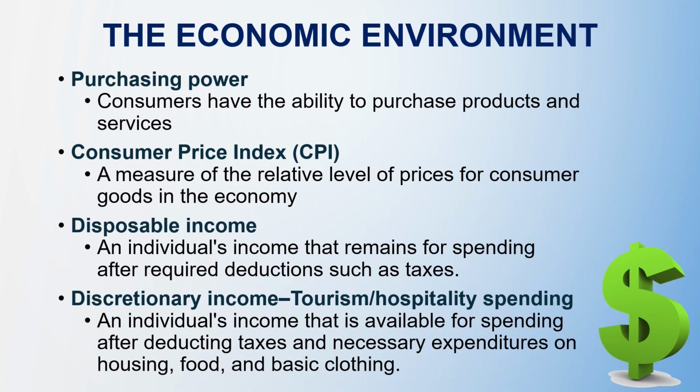The first of the environments discussed in the book is the economic environment. There are 4 important terms discussed in the book that have an impact on the economy. One of them is purchasing power, and that's the ability of consumers to purchase products and services. That's divided up between disposable income and discretionary income.